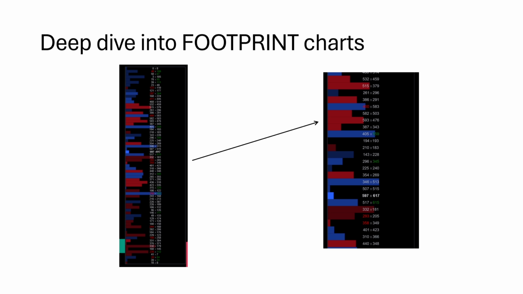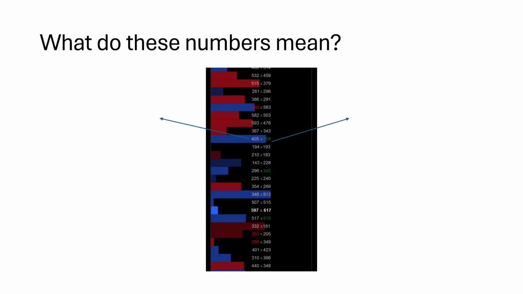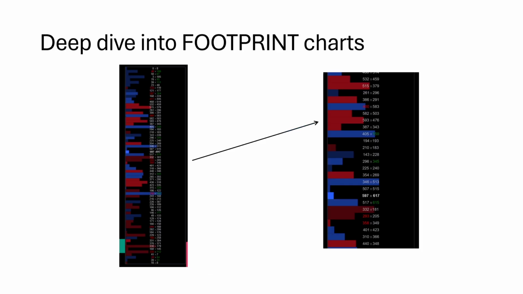When you're looking at a footprint chart, it looks like a lot of numbers, and it's important to have a basic understanding of what the numbers represent. Understanding what these numbers represent will allow you to then understand something called the delta. We're going to come on to what the delta means. We want to try and understand what these numbers mean. This is a footprint chart, and as you can see here, it's a bit small, but we can see the body of the candle.